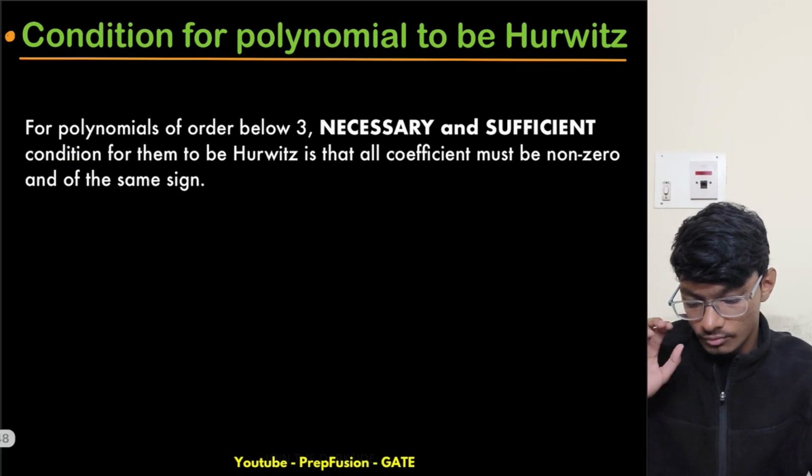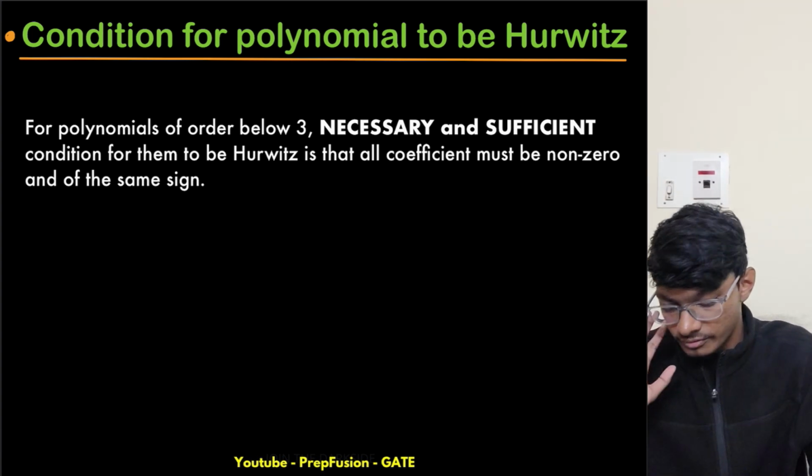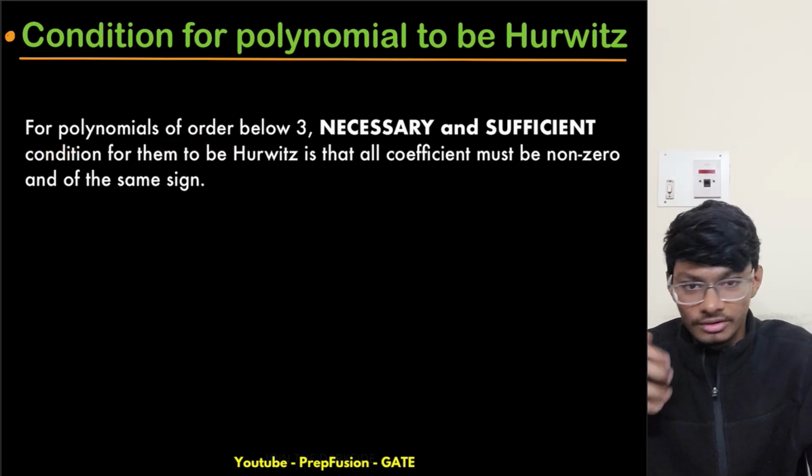So now, what are the conditions for a Hurwitz polynomial? This is one of the conditions. It applies to polynomials of order below 3, basically 0, 1 and 2. The 0 polynomial is nothing.